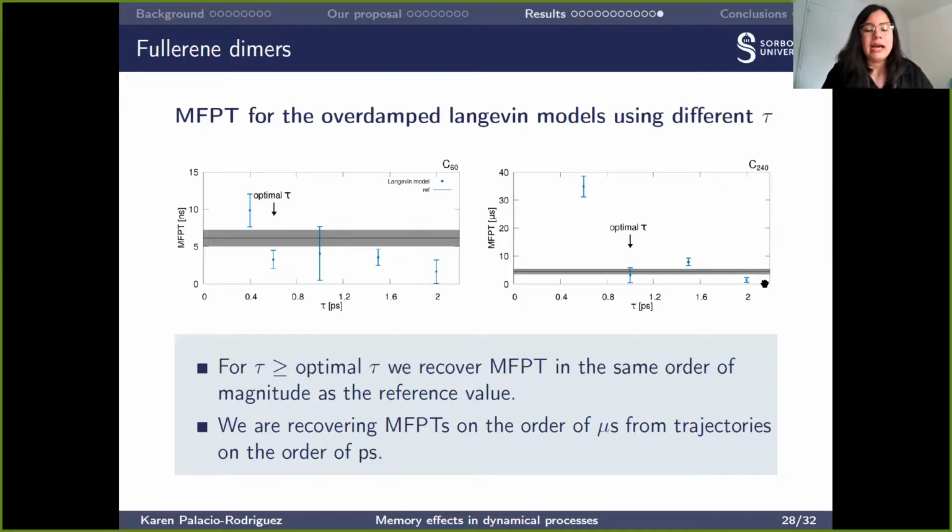And even if you go further, you still have the mean first passage time of the same order of magnitude of the reference. And this is very important because, for example, for the case of the C240, you are recovering mean first passage time of the order of microseconds from initial trajectories that are in the order of picoseconds. So basically, you have a total simulation time of about 10 nanoseconds if you consider all the trajectories, and you are recovering mean first passage time of the order of microseconds. And also, for the Langevin models that are optimal but not accurate, you have a bad reconstruction of the mean first passage time.